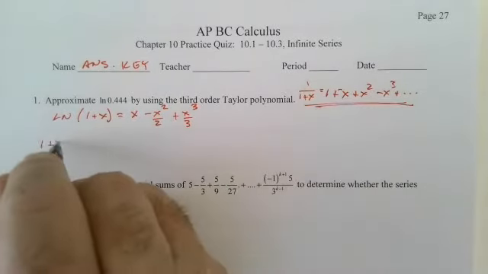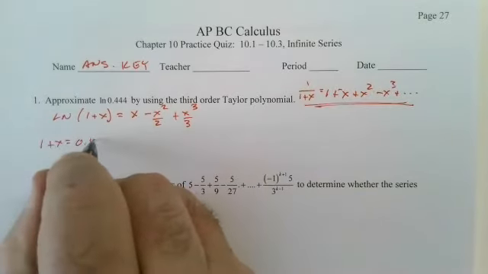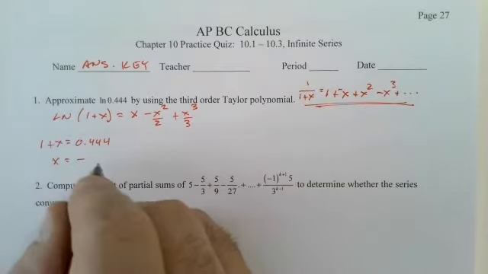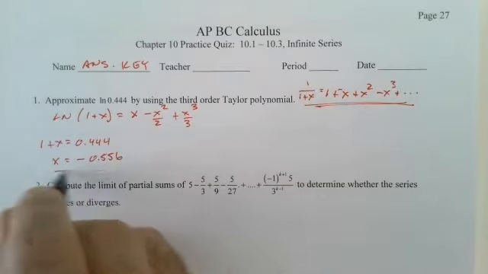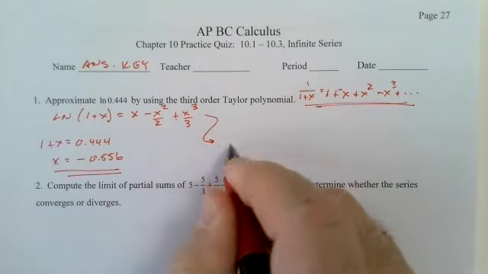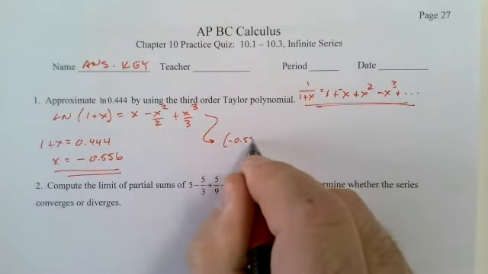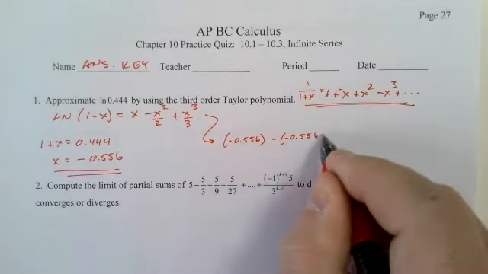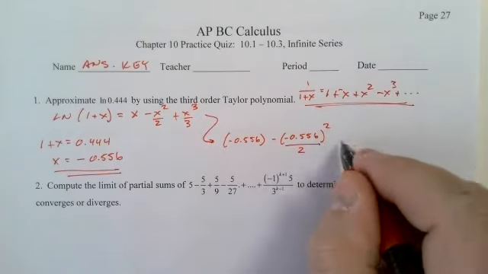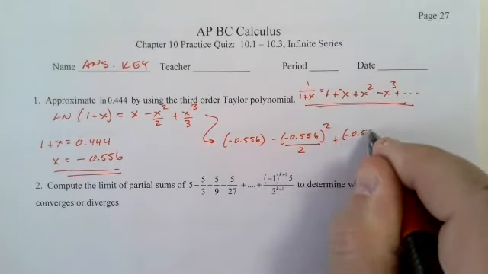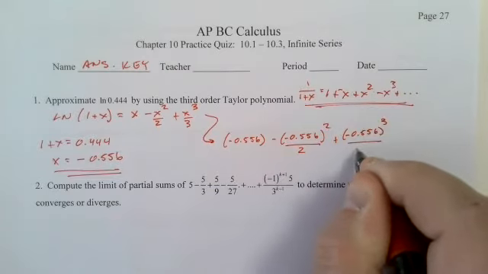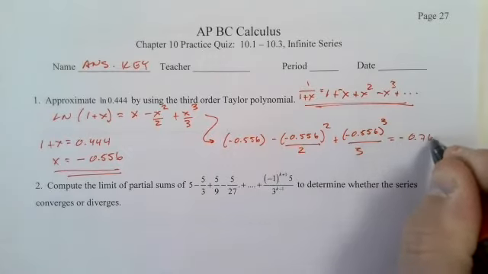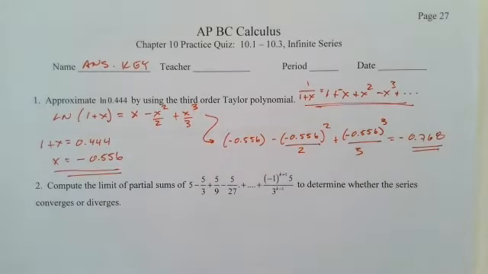All right, so 1 plus x has to equal 0.444, so x is negative 0.556. That's kind of important to understand. So we get negative 0.556 minus negative 0.556 squared over 2 plus negative 0.556 to the third over 3, which is negative 0.768 rounded to 3 decimal places.